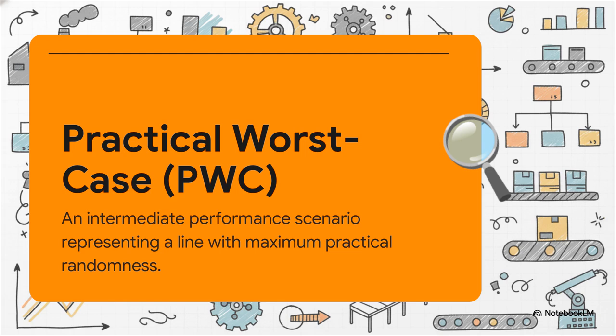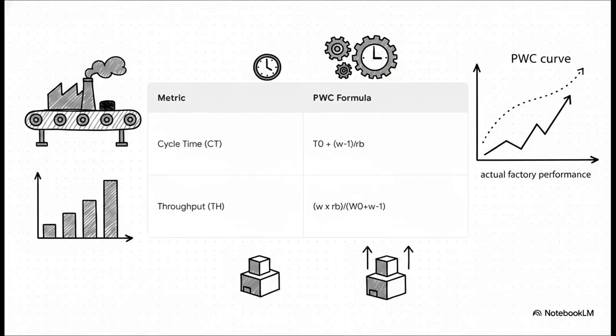It models a line that is perfectly balanced but suffers from maximum practical randomness, highly variable process times. It acts as your ultimate benchmark. If your actual factory floor is performing worse than the PWC, you know for sure that your system has some serious, correctable flaws. So, how do we actually calculate this?